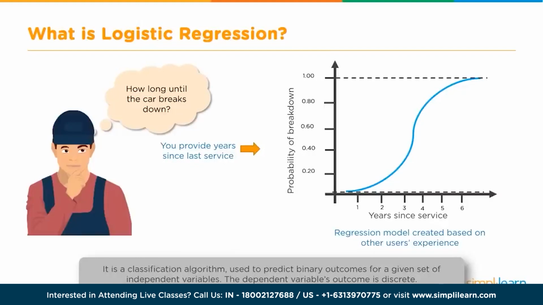One more thing that needs to be added here is that the dependent variable's outcome is discrete. If we are talking about whether the car is going to break down or not, that is a discrete value, the y that we are talking about, the dependent variable. What we are looking at is whether the car is going to break down or not, yes or no. So here the outcome is discrete and not a continuous value.